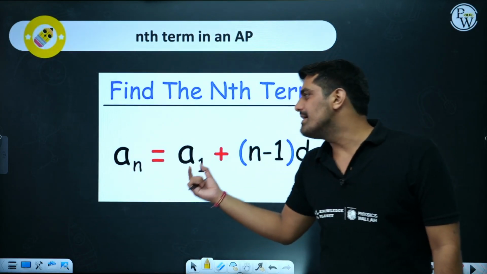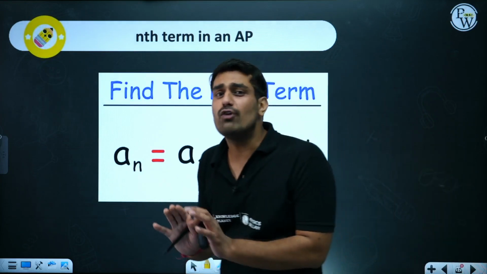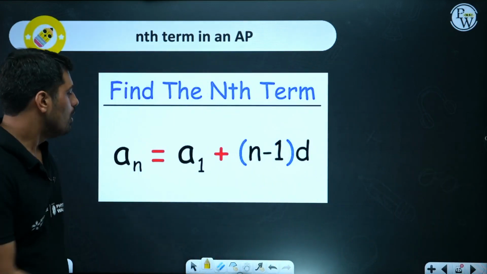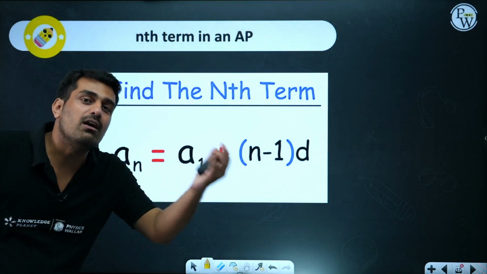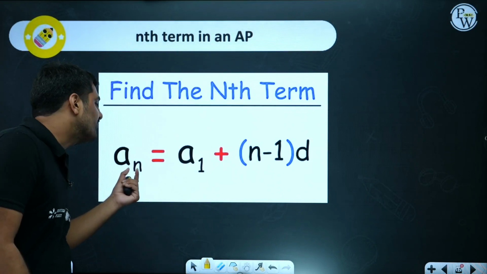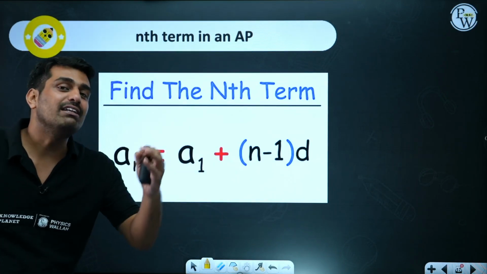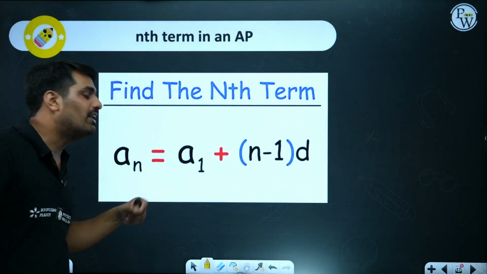AN will be equal to the first term plus n minus 1 into D. Understand this formula very carefully. What does AN stand for? As I told, n is whatever term you are trying to find out. If you are trying to find the 50th term, n has the value 50. If you are trying to find the 75th term, n has the value 75.